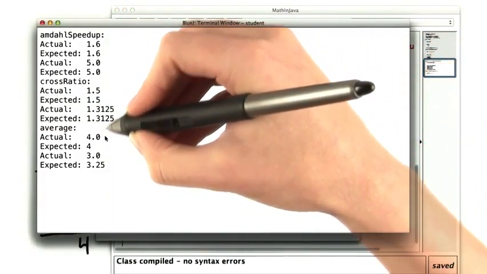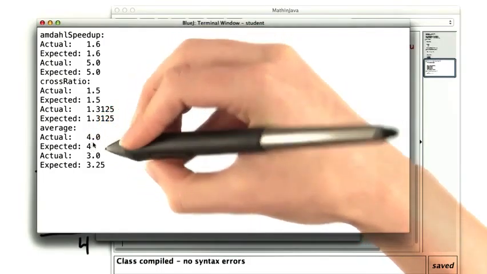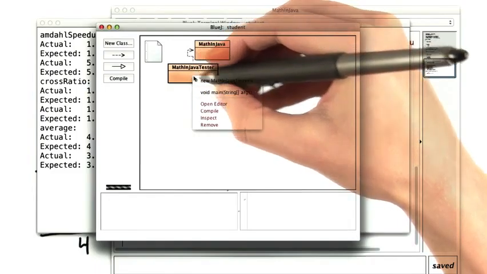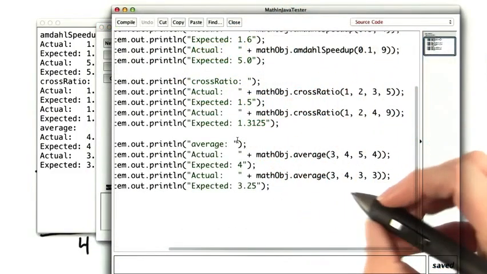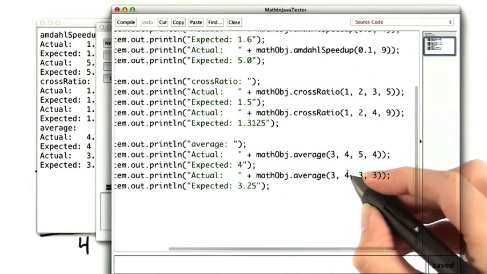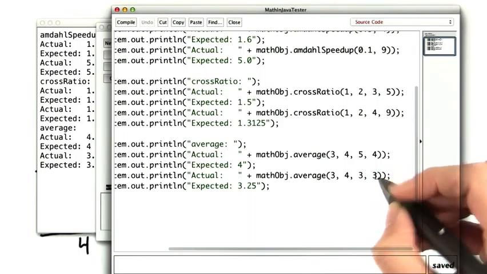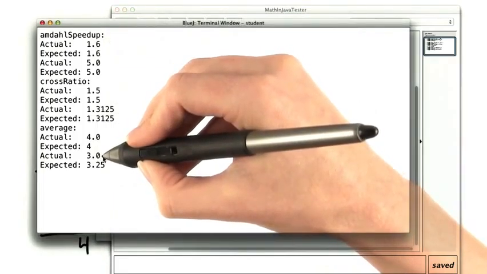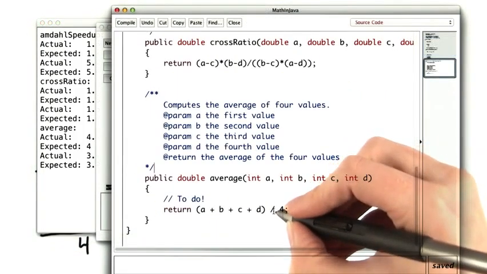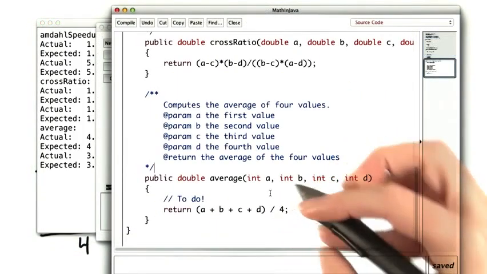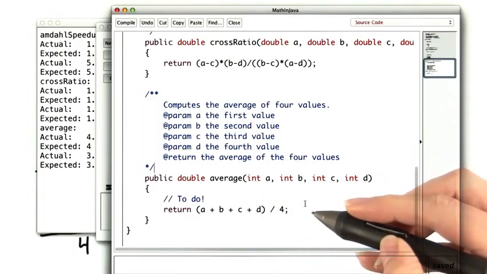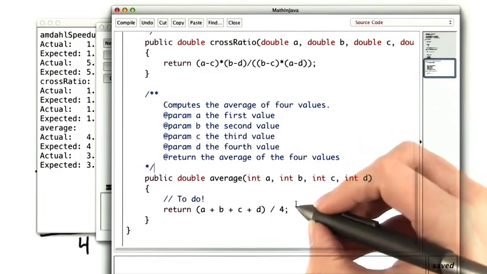If I run the tester, it looks like it works in one case, but not in the other. Let's look at this second case. I'm going to go read inside of the tester. The case that isn't working is when we try to take the average of 3, 4, 3, and 3. We should in fact expect 3.25, but it looks like we're losing the decimal. Java is interpreting this as integer division, because 4 is an integer, and a, b, c, and d are all declared as integers.